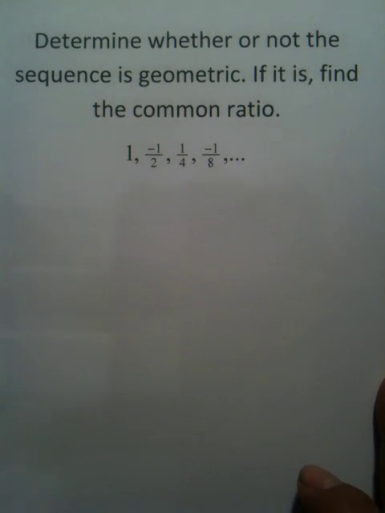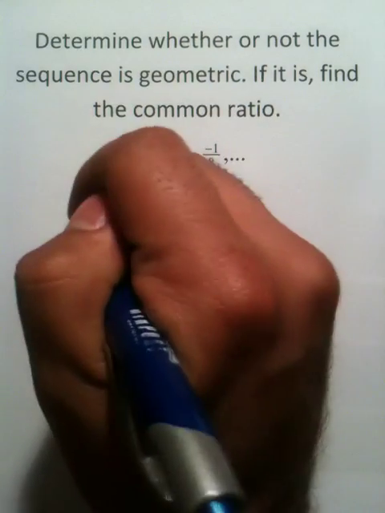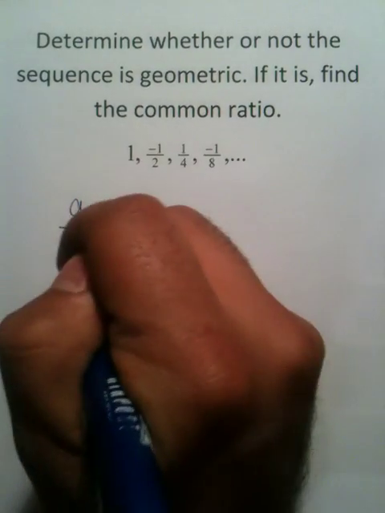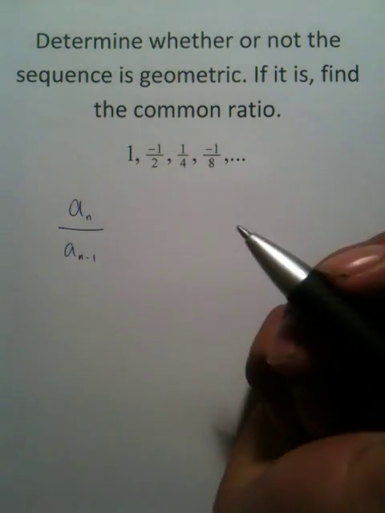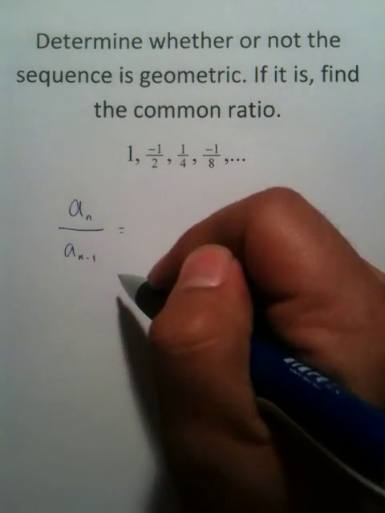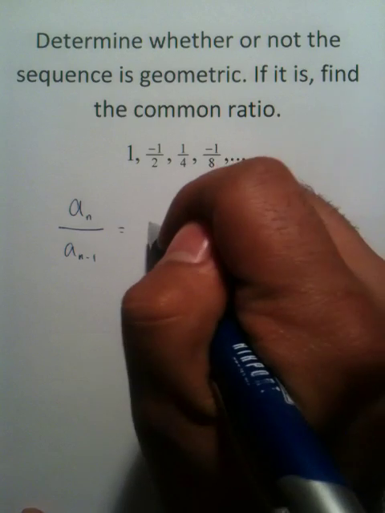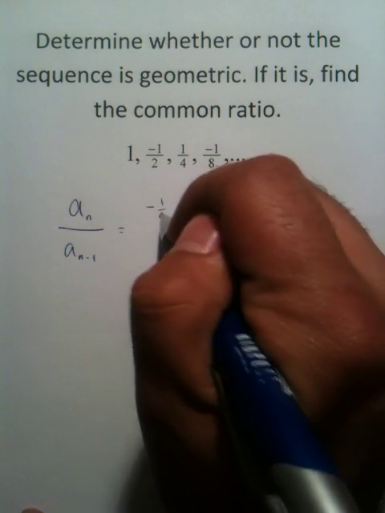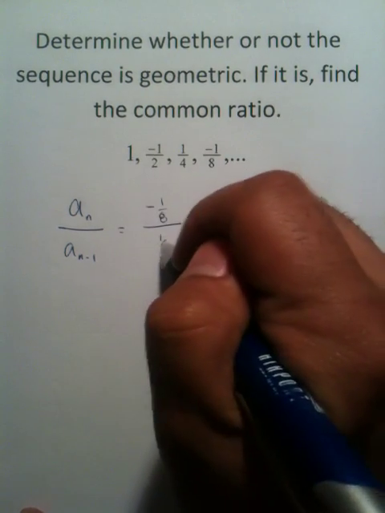Again, with determining geometric sequences, you need to look for that common ratio. So the same process works every time. Take your last term, divide it by the term before it. So a sub n divided by a sub n minus 1. Now in this case, our a sub n is negative 1/8, and our a sub n minus 1 is 1/4.